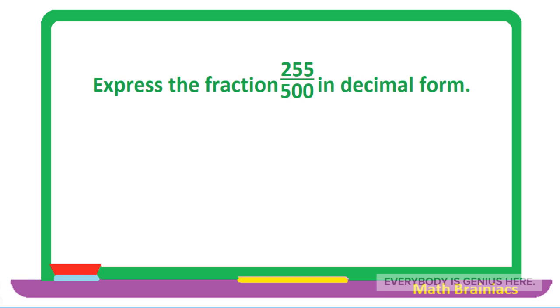Let us work on another example so that you can hit it off. Express the fraction 255 over 500 in decimal form. Our target is to make the denominator equivalent to 100. So, in this case, we need to divide the denominator by 5 so that it will give us 100. Likewise, we need to divide the numerator by 5 also.